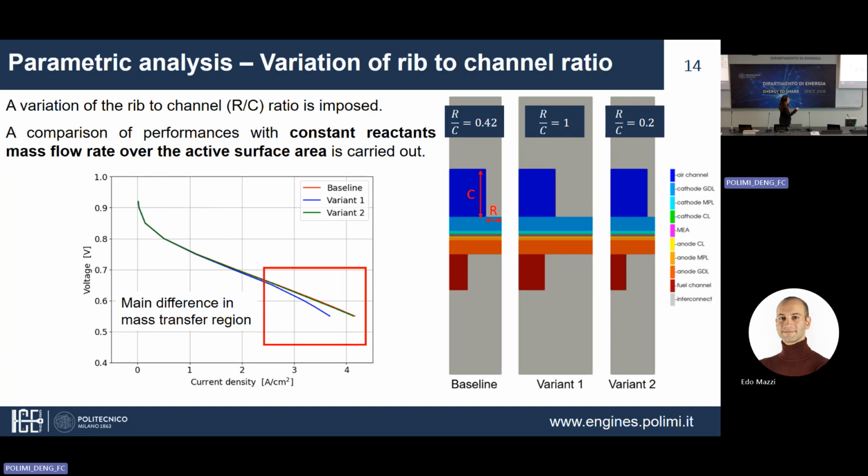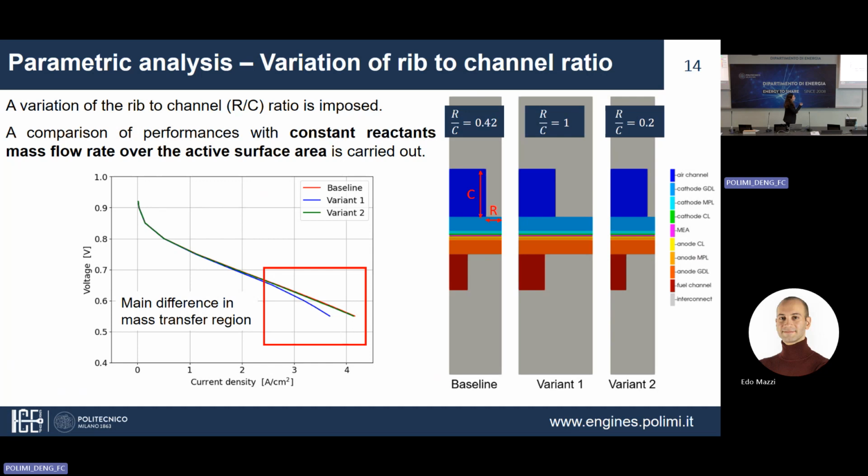In fact, it is the one with the longer rib, as expected. With this type of geometry, we have a lower diffusivity of the reactant from the channel toward the porous media, and so we have lower performances.